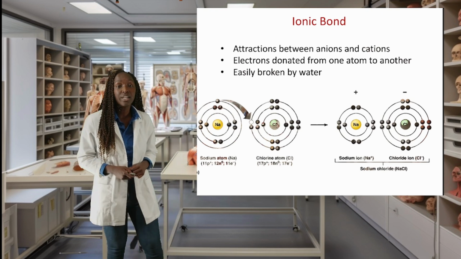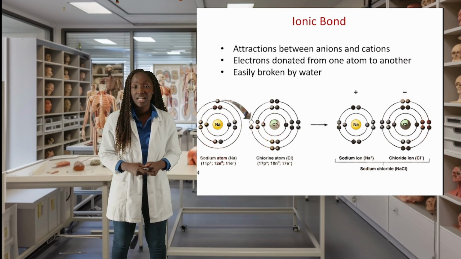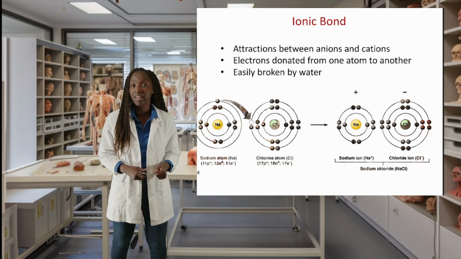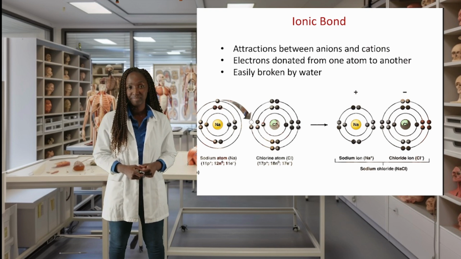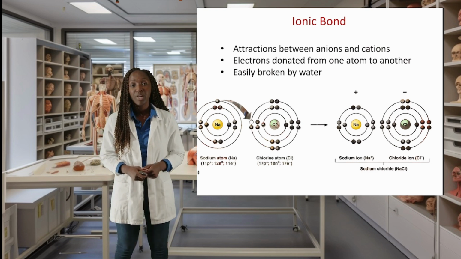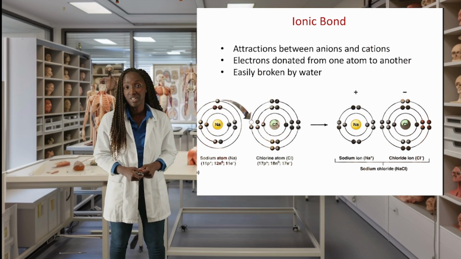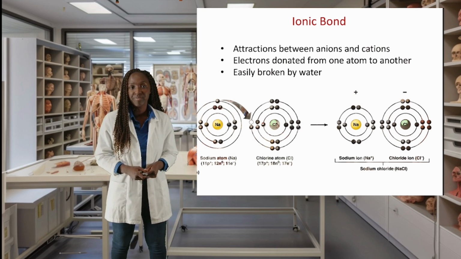So focusing on ionic bonds, we have attractions between anions and cations. Take a moment, if you can remember from our last video, and see if you can define what an anion is and what a cation is. Awesome. You should have said that an anion is an atom that gains an electron, and a cation is an atom that loses an electron.